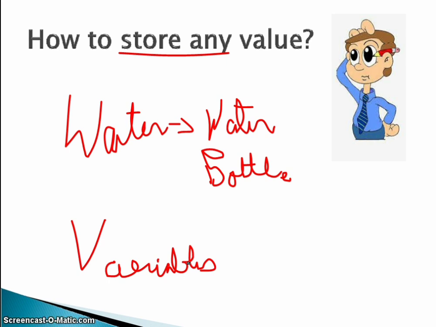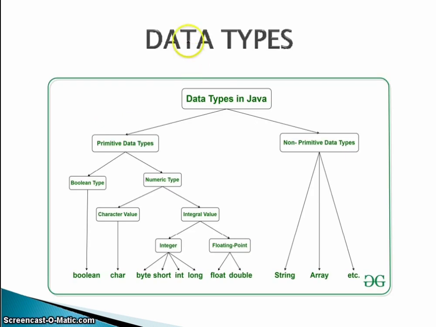Before starting with variables, let us have some knowledge of data types. Data types in Java are of two types, that is primitive and non-primitive. Primitive is divided into two parts, that is Boolean and numeric. Boolean is used to store two values, that is either true or false. It's a conditional variable where you can store any two values, true or false.